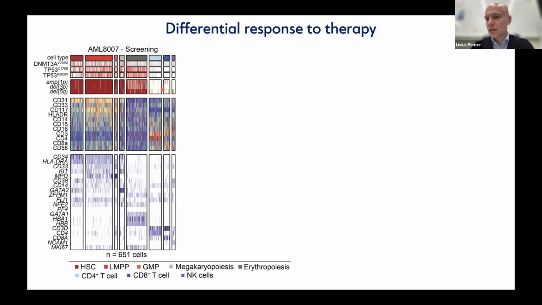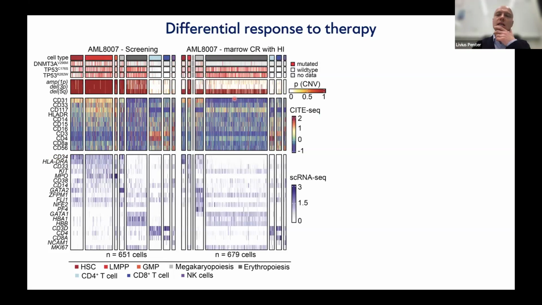Now I'm going to show you the same heat map for cells at time of response. And now we can actually see that the treatment does induce changes. So if we focus on the 2 chromosomal changes at the top, amplification of 1p and deletion of 3p, we can actually see that in some of the cells, these go away, while the somatic mutations, they actually persist. So this is an example where we can actually see differential response to this therapy.